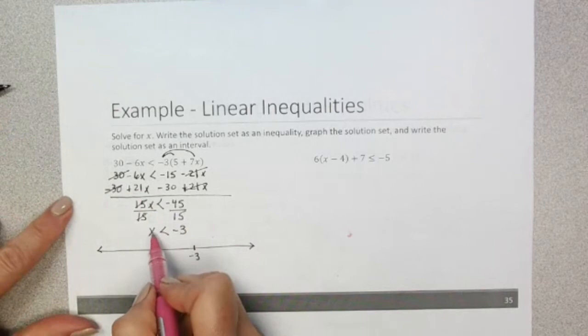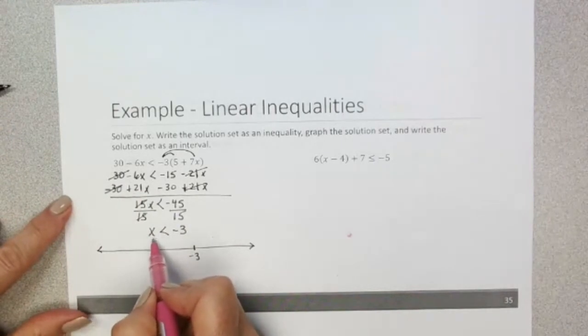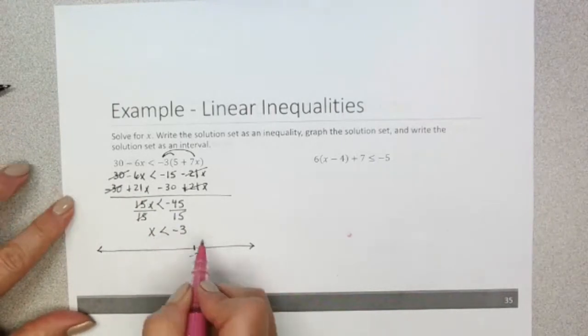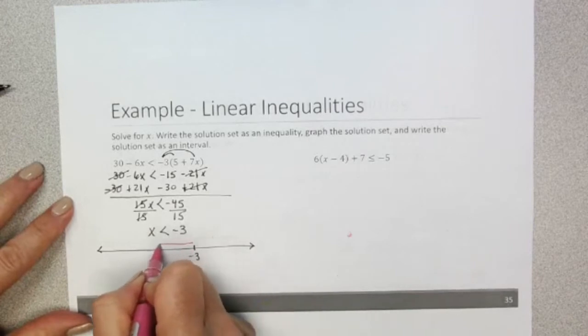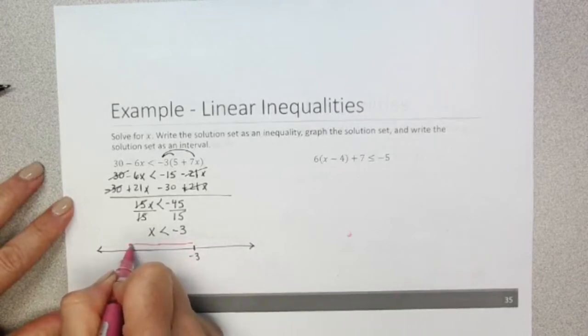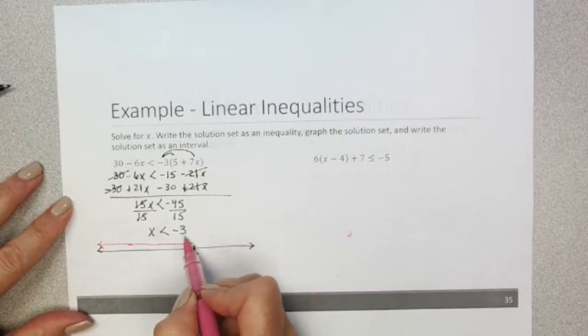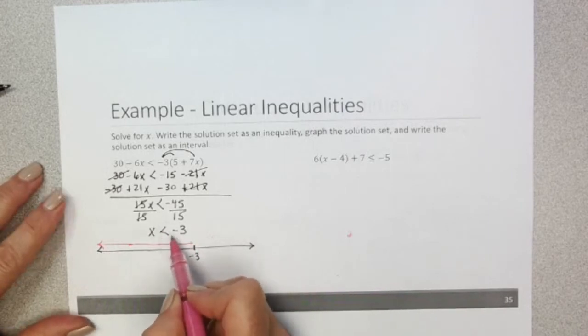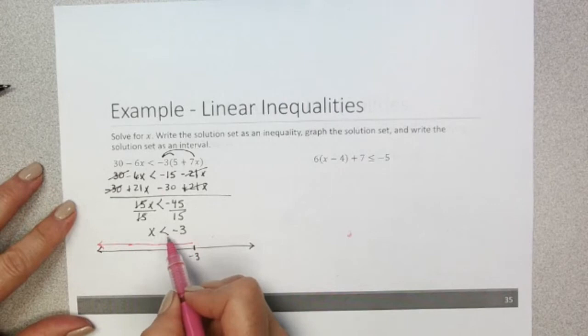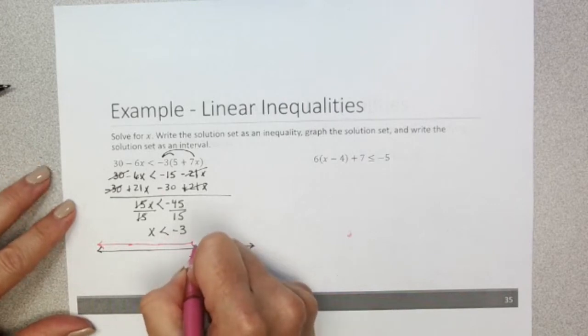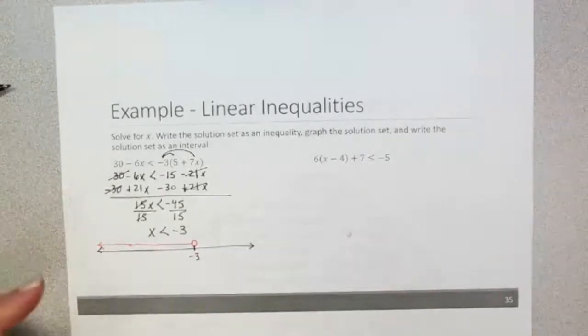So I'm interested here, x can take on the value of everything that's less than negative 3. So that's off to the left in the negative direction. Okay, but it can't be equal to negative 3. It's only less than negative 3, not less than or equal to. We do not have that line under there. So this is an open interval, and I need to use an open circle.